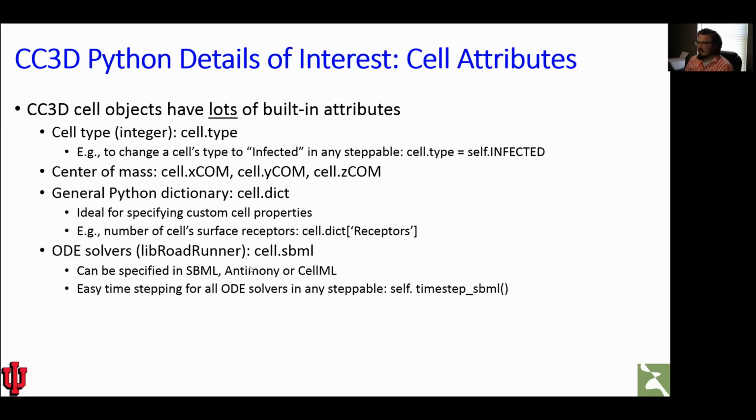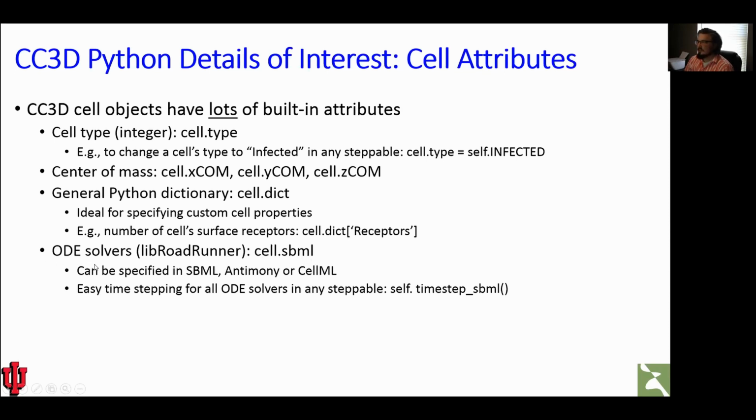And then lastly, we can also attach ordinary differential equation solvers to individual cells. We talked earlier about the viral replication model, and that's modeled with a set of ordinary differential equations. Each cell is assigned an instance of a solver that will solve whatever ODE system that you've assigned to it. That solver can be accessed for each particular cell with cell.sbml, as shown here.